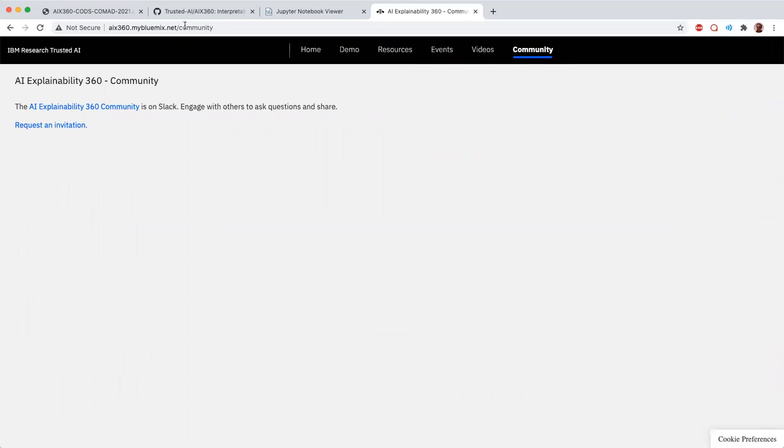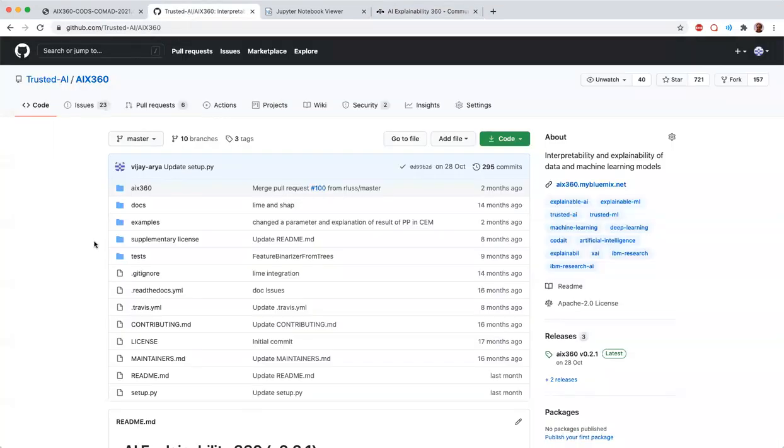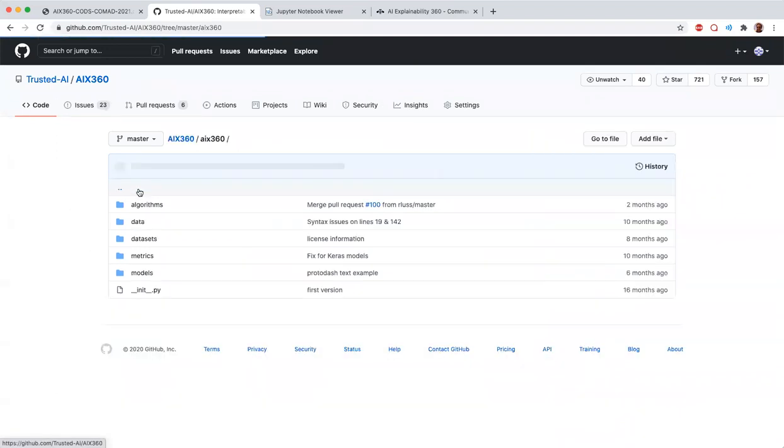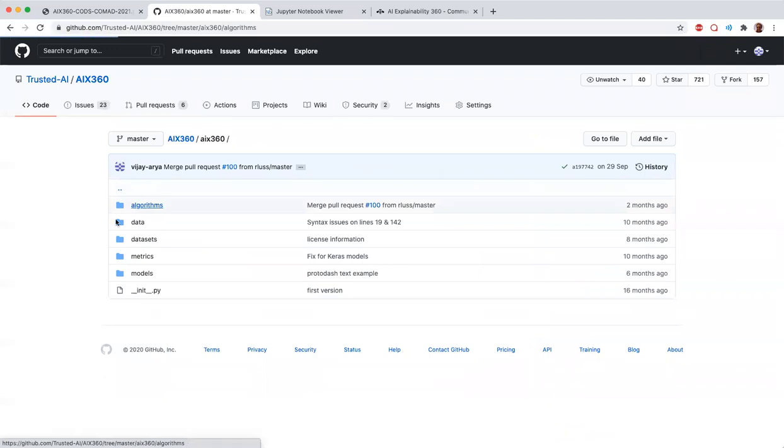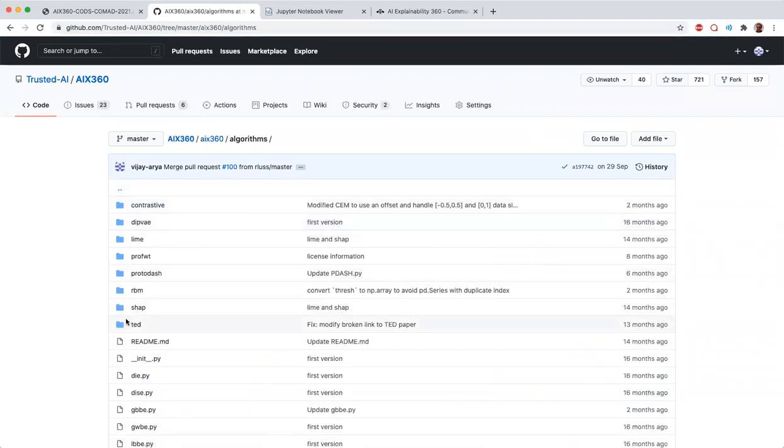Now, if you're an algorithm developer and would like to integrate a new algorithm, then you can take a look at the AIX360 slash algorithms folder on the GitHub page, and you can browse through the code of other algorithms and see how you could integrate your algorithm. Then you'd have to create a pull request, and you could also discuss your plans over Slack. AIX 360 is now part of the Linux Foundation for AI as well, and we are happy to receive maximum contributions from the open source community.